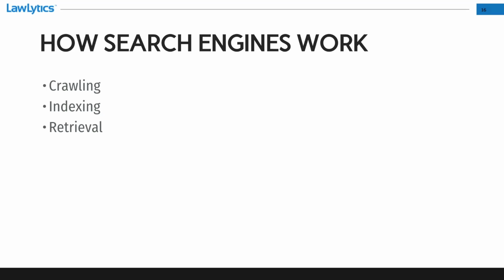Once Google finds a web page and figures out what is on there, Google then adds it to its massive index. It's about 100 million gigabytes. And Google does this so that it can quickly access the information when a search engine user makes a relevant search. The last step in this process is retrieval. And that's what all the crawling and the indexing is for.